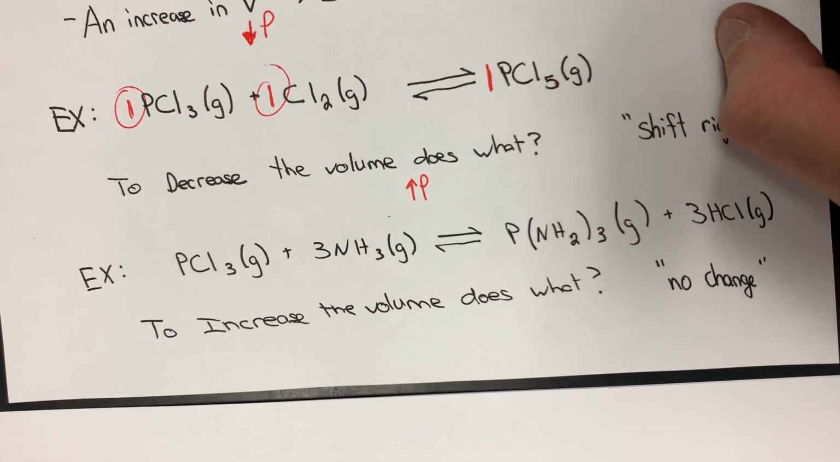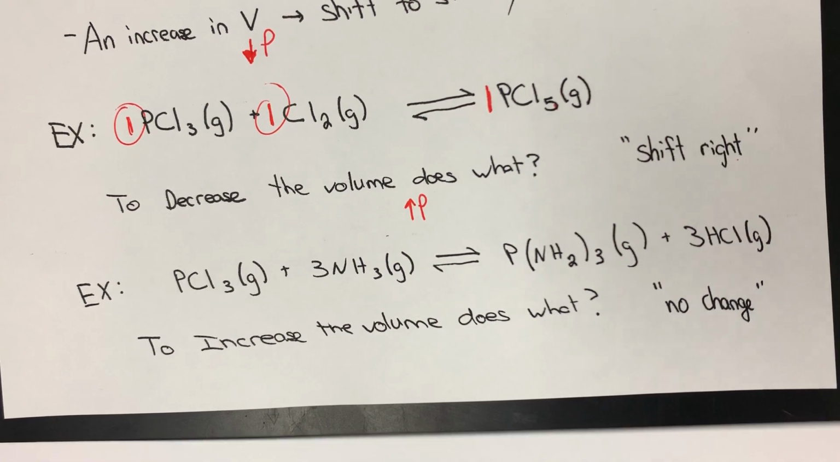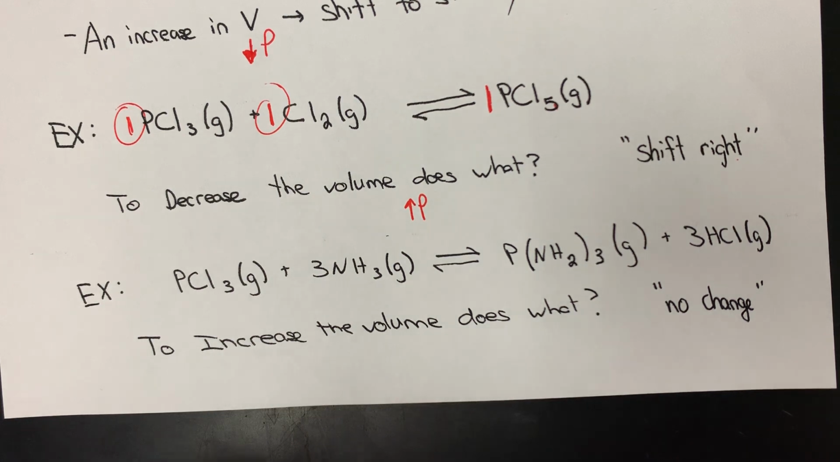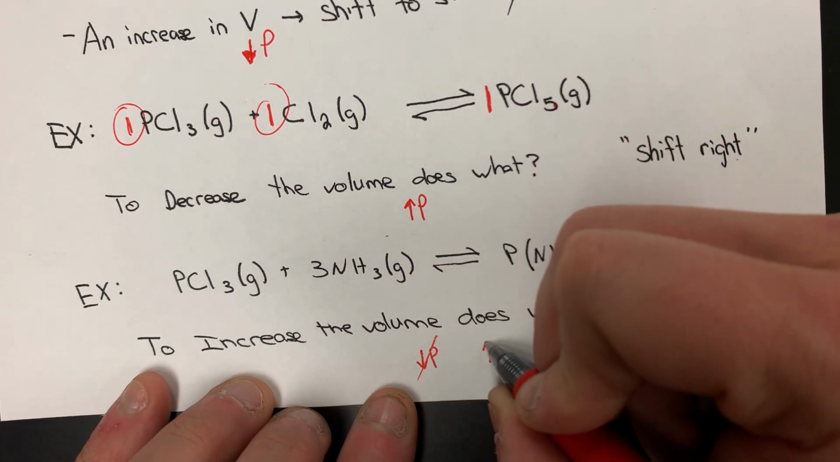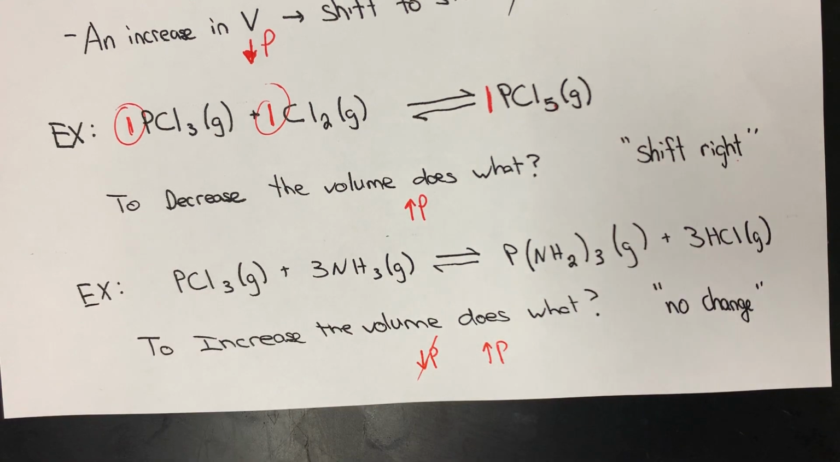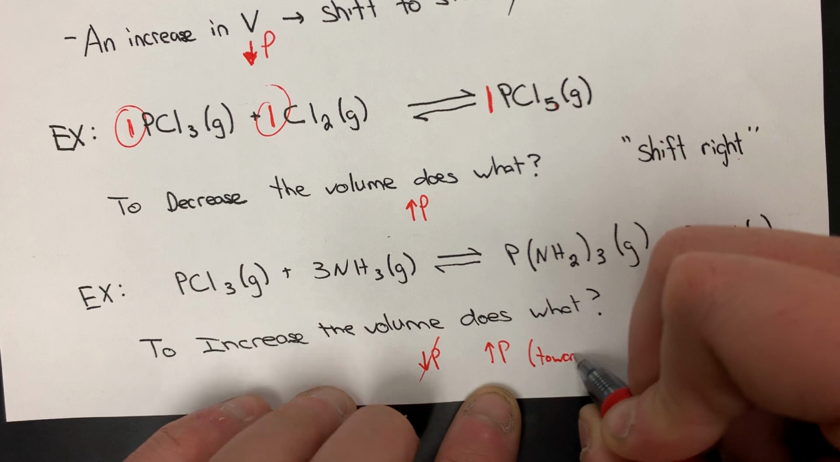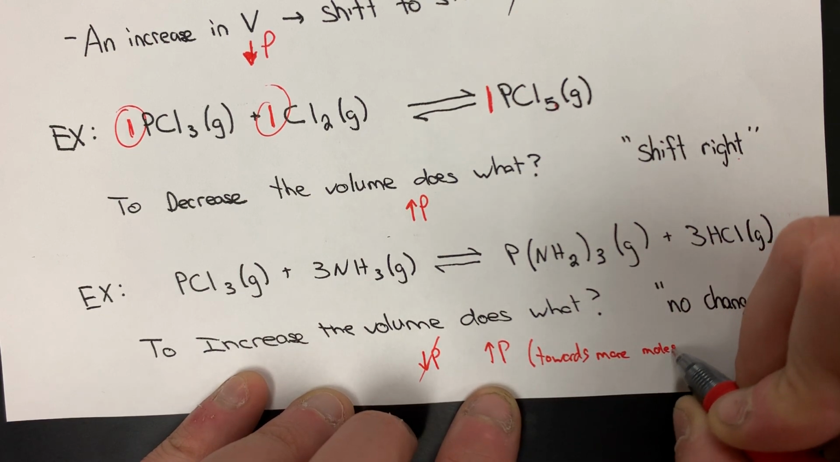In the following equation, let's say that we are going to increase volume. We're trying to figure out, well, what's going to be the effect there? Well, if we increase the volume, that means there's going to be a decrease in pressure. The system wants to respond in a way so as to increase pressure. So normally we would shift towards where there are more moles.